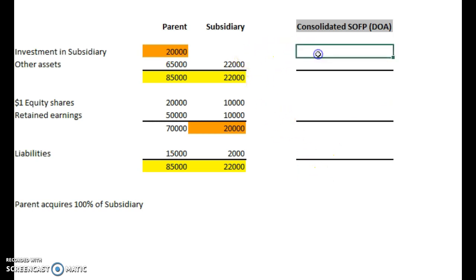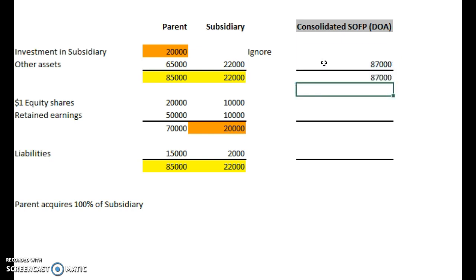And to consolidate, well, we need to show the two companies as if they were one. So first of all, we ignore the investment in the subsidiary of the parent because that's really an investment in itself once we've consolidated, so we just ignore that. Other assets we can just add together. That's 87,000, and we can do a quick sum. So 87,000 in total assets.